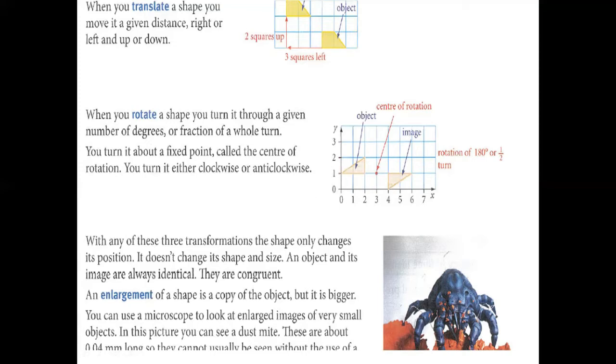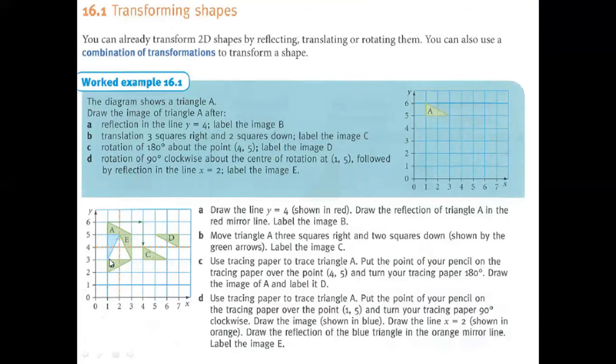The enlargement. An enlargement of a shape is a copy of the object, but it's bigger. Anything you see here, this thing, but it's very small, they are enlarged. It means they just zoom that thing. So it's called enlargement to make any smaller thing bigger. Okay, transforming shapes. Now we will discuss transforming shapes.